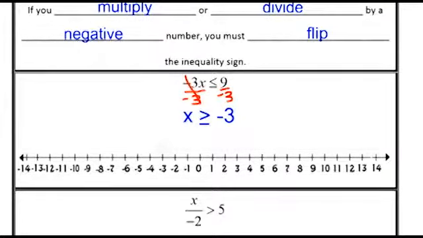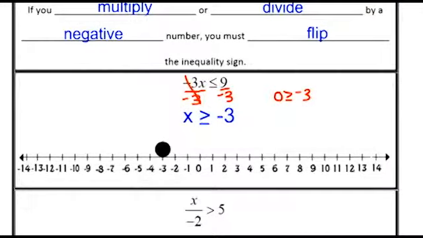So it's a closed circle at negative 3. I'm going to test a point. 0 is greater than or equal to negative 3. Well, that's a true statement. 0 is always greater than all negatives. So I'm going to point at the 0, which is to the right. So I'm going to point to the right.